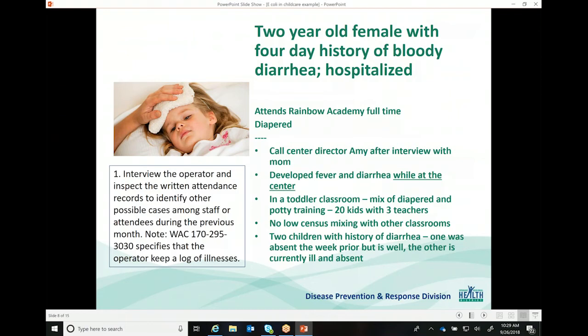And she tells you that according to her illness logs, 2 children in the classroom have a history of diarrhea. One was absent briefly last week, but is well now, and the other is currently ill and absent, and there are no ill staff. And this is a pretty easy scenario. Oftentimes there are multiple classrooms that are involved with the mixing that happens during low census. And sometimes the reason for absence isn't clear or well documented, and you'll really need to explore these different scenarios further with families and the center. So what we're presenting here today is pretty easy, but just know it's not always as cut and dry, so you're going to have to do a little bit more digging.